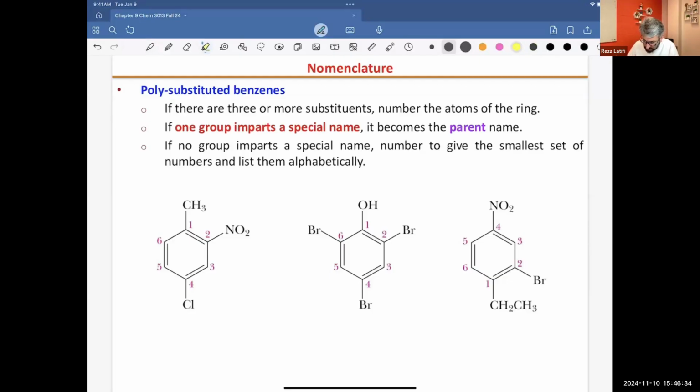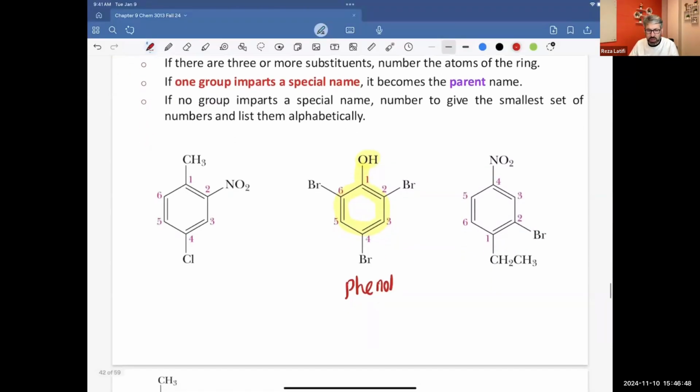For example, in this case, I have a functional group, OH, and this one is attached to the ring. So this one will be phenol, a phenol with a bunch of substituents. And the first one, I have methyl attached to the ring. This is going to be toluene. So you can treat it as a toluene molecule with two substituents, chloro and nitro. And the last one, I don't have a specific functional group, and so just simply treat them as three different substituents and try to get the smallest possible numbers.